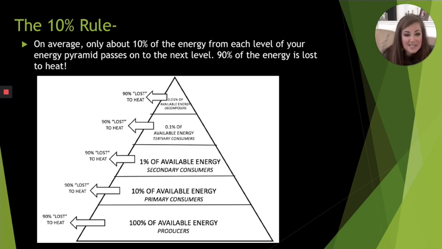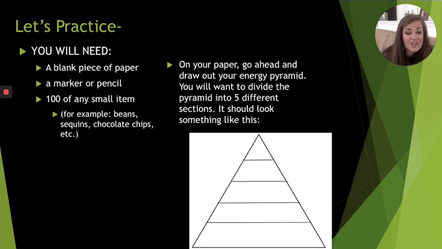So we're going to practice this together and make it a little more clear. To practice, you're going to need a blank piece of paper, either a marker or a pencil, and 100 of any small item. Okay, I know for me, I looked around my house and I had this big container of little gemstones, and that's what I chose. I also looked at chocolate chips and Legos and things like that. So whatever you have 100 of, that's what you're going to want to pick. And the bigger your object, the bigger you're going to need to draw that pyramid to make everything fit.